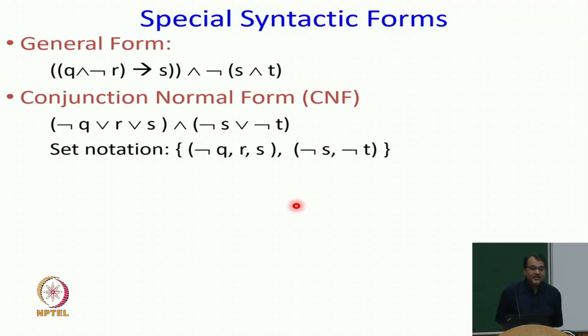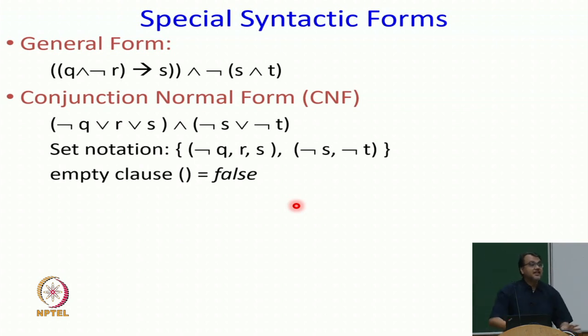So, let us talk about empty clauses. Now, a clause is a disjunction. What is the 0 of the disjunction operator? True or false? False. On the other hand, what is the 0 of a conjunction operator? True or false? True. So, an empty clause therefore is a disjunction, so an empty clause is false. On the other hand, a formula which has no clause, an empty formula, is true.